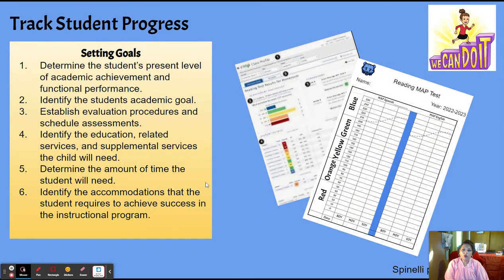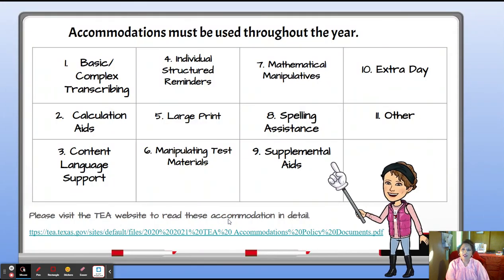Okay, so setting goals, first of all, we have to determine the student's present level of academic achievement and functional performance. Identify the student's academic goals, establish evaluation procedures and schedule. We must identify the education, related services, and supplemental services the child needs. Determine the amount of time the students will need and identify accommodations that the student requires to achieve success in instructional programs. Okay, these are some of the accommodations, and you can also go to the TEA website that will give you an extended, more detailed list of what accommodations each child may need.